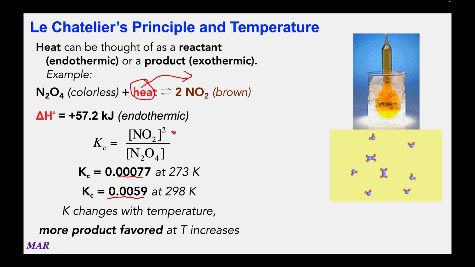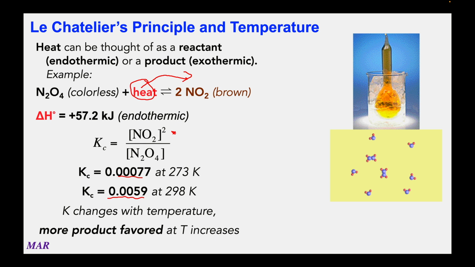So 0.0059 means more NO2 than N2O4, but 0.00077 means more N2O4 than NO2. So because this reaction is endothermic and we're increasing the heat, going from 273 to 298, the reaction's going to try and adjust to the change. So that means more NO2 will be made, less N2O4 will be around, K is going to get bigger. So K changes with temperature big time. All reactions are exo or endothermic. All experience a change in K as you change the temperature. But in this case, with this endothermic reaction, you're going to end up with a more favored K as the temperature increases.